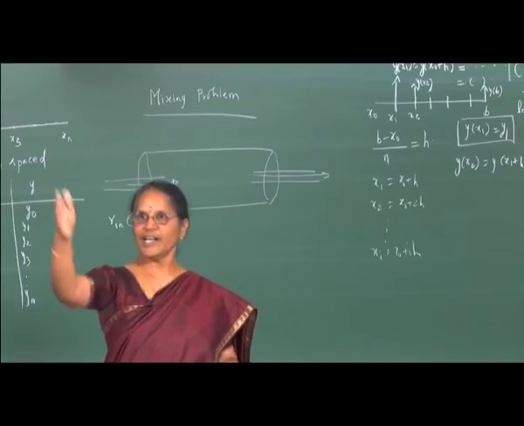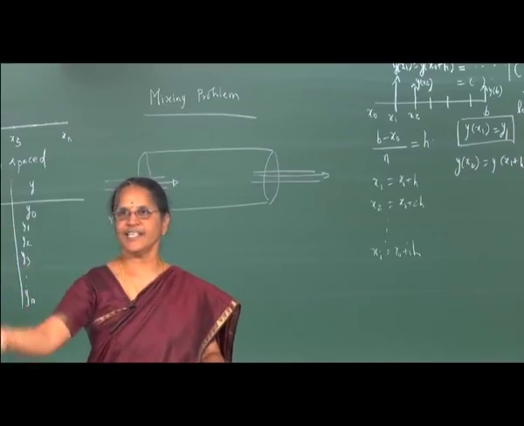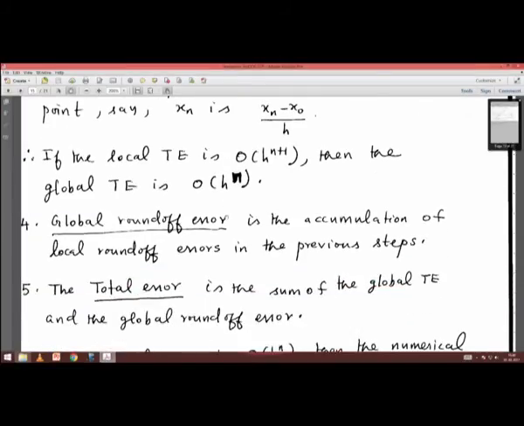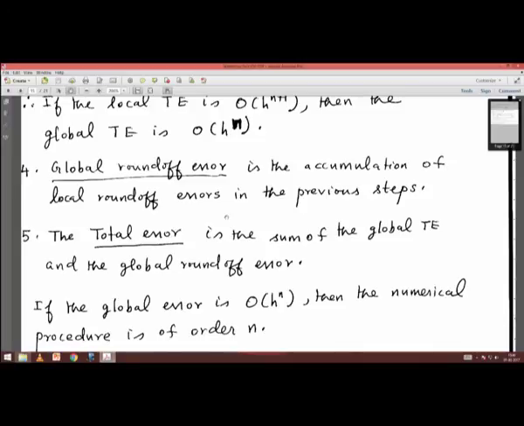So, if the local truncation error in the Taylor series method is of order h^(n+1), then the global truncation error is of order h^n. So, if the global truncation error of a method is of order h^n, then the numerical method is said to be of order n.